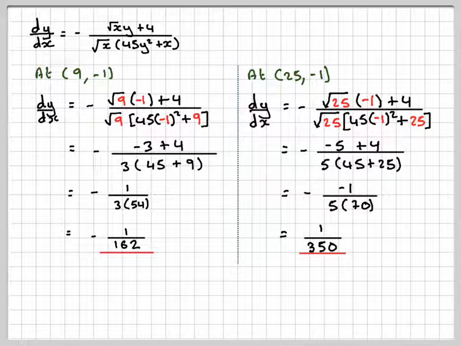Okay, so this has been a video to show you how to differentiate an implicit function, find its gradient at a particular point, and then also to find the corresponding x coordinates using a disguised quadratic. Now, it's quite an involved question, but I hope you've understood, and I thank you very much for watching.